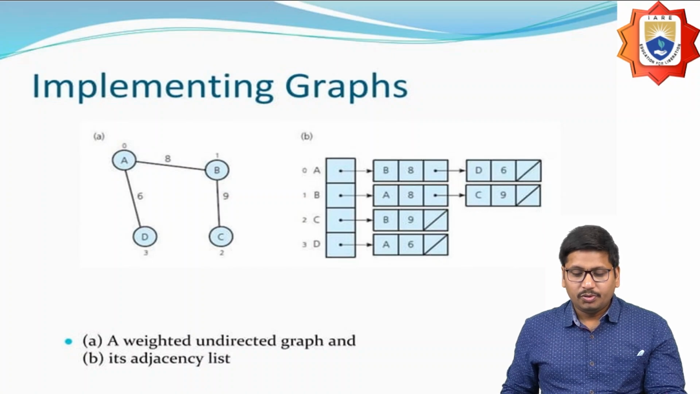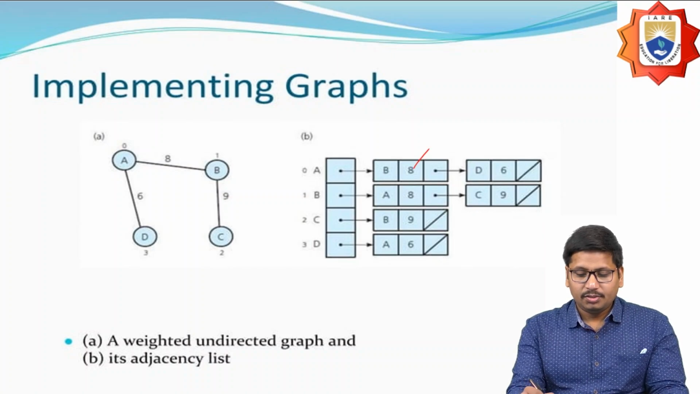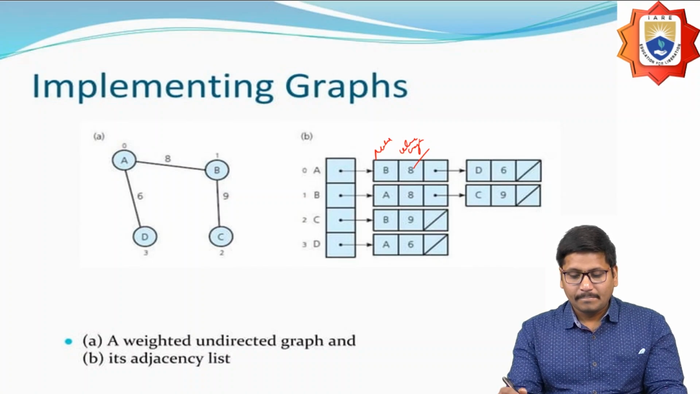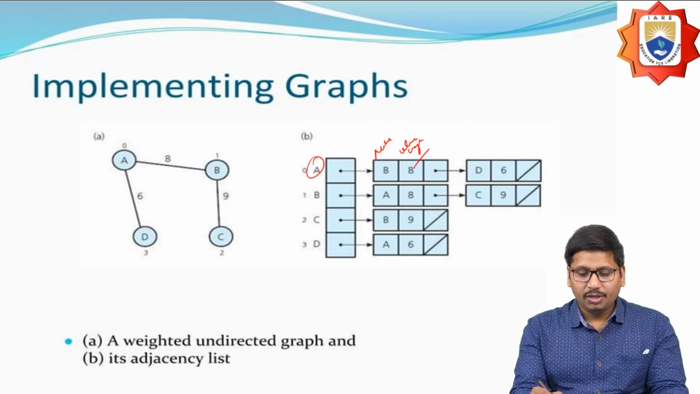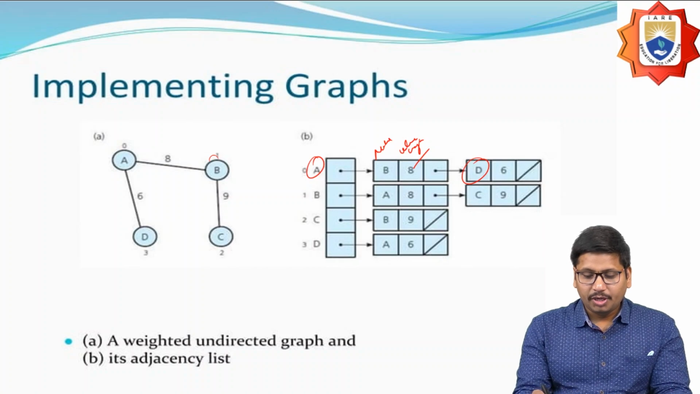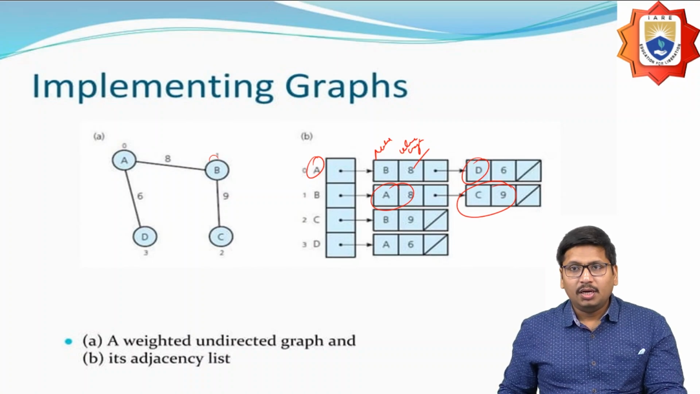For that, initially I have to take the vertices, and each should be connected to the next node vertex, and that should be A to B. The cost is 8, so this is the node, and this is the weight value. And from A to D, it should be 6. Similarly, if I construct B, then B to A and then B to C. So like this I'm going to construct this adjacency list as well.